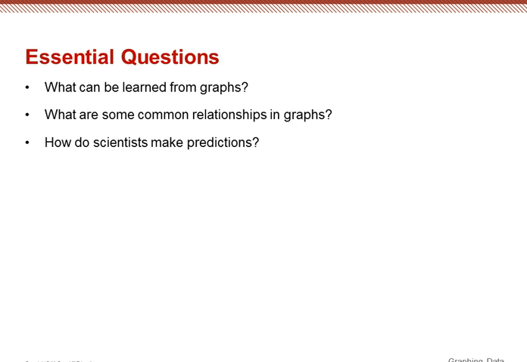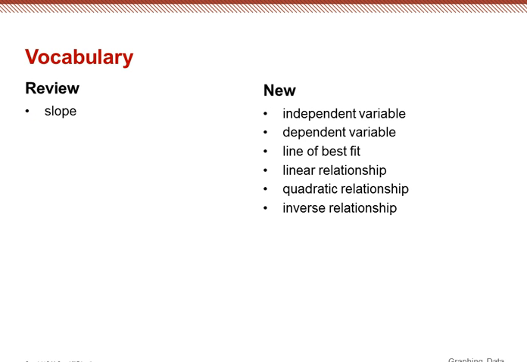In this section, we are going to answer three essential questions. First, what can be learned from graphs? Second, what are some common relationships in graphs? And third, how do scientists make predictions? We're going to use a term that you've heard a lot in your math class, slope, and then we're going to introduce these other vocabulary terms that you may have had in your math classes or not. We're going to talk about the difference between independent and dependent variables, what is a line of best fit, and what is a linear relationship, quadratic relationship, and inverse relationship.